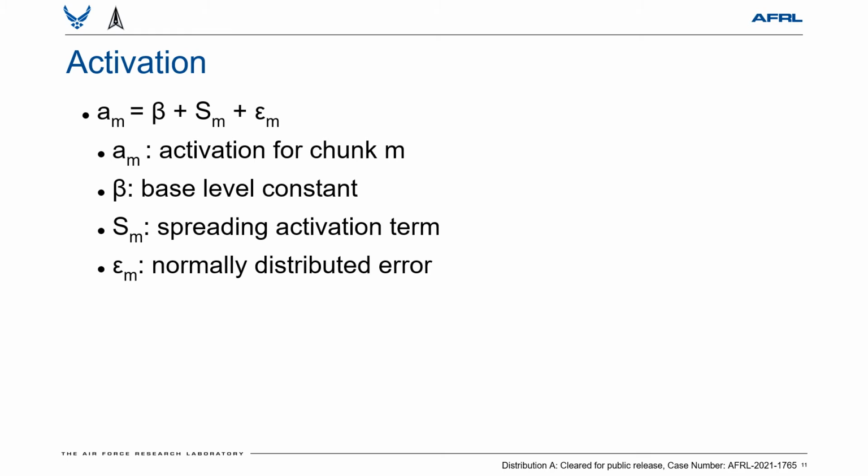The chunk in the retrieval set with the highest activation level is selected for retrieval. Activation for chunk M has several components. Beta is a base level constant which shifts activation up or down. S_M is spreading activation for chunk M, and epsilon_M is normally distributed error.